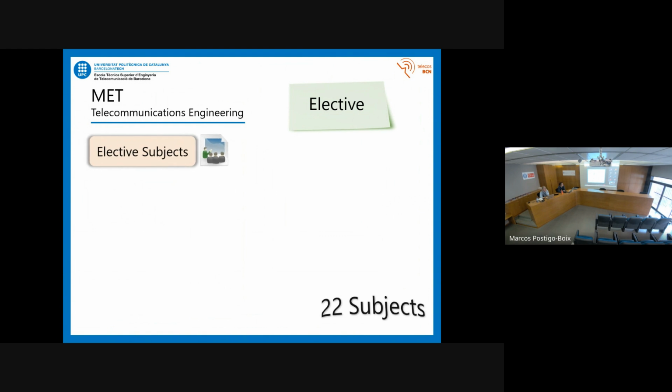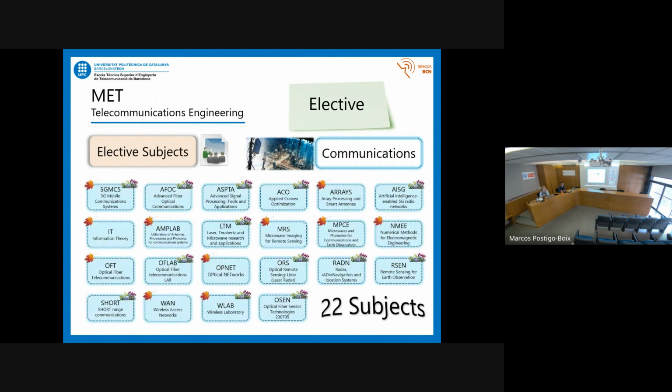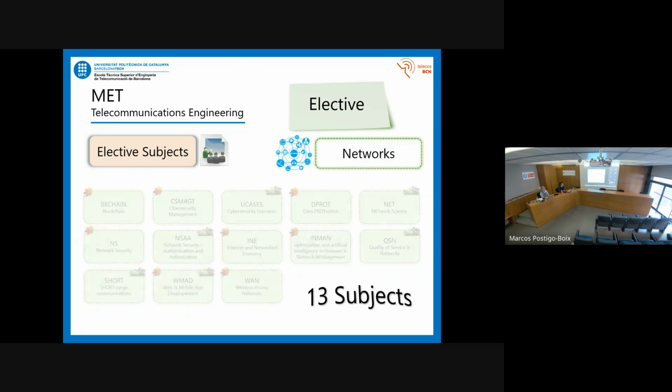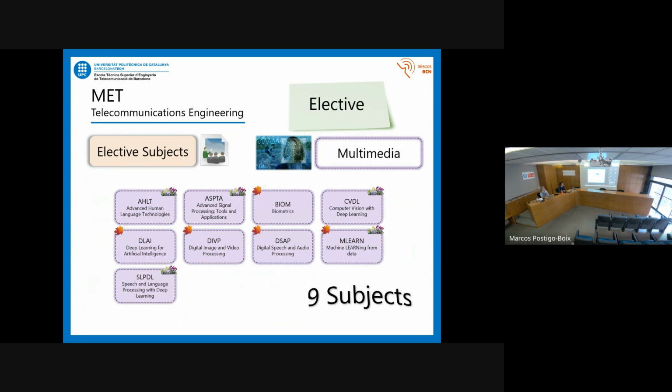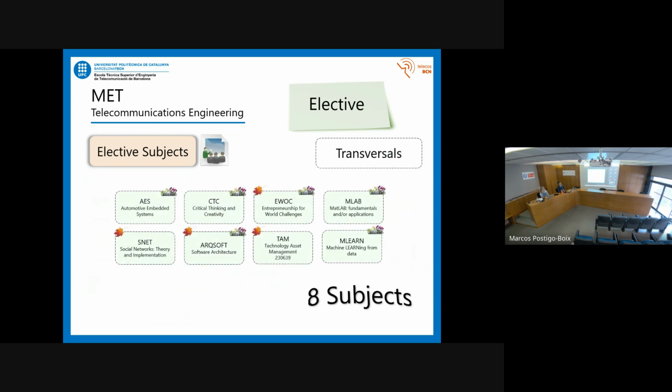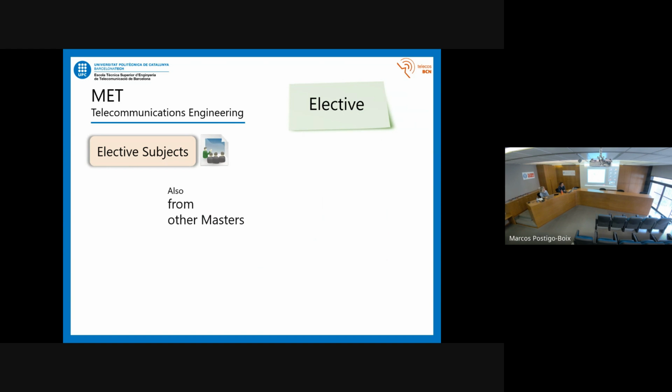And the elective subjects, you can take any subjects regarding any other intensifications or specializations. You have here, for example, the communication subjects, the network subjects, the electronic subjects, the multimedia subjects, and some transversal subjects also. So you can choose any subject to spend those elective credits. And also you have the option of taking subjects from other masters up to 15 credits.